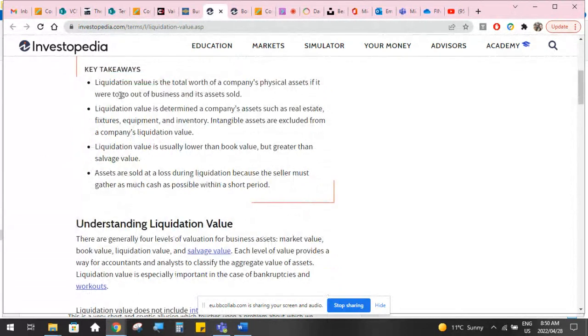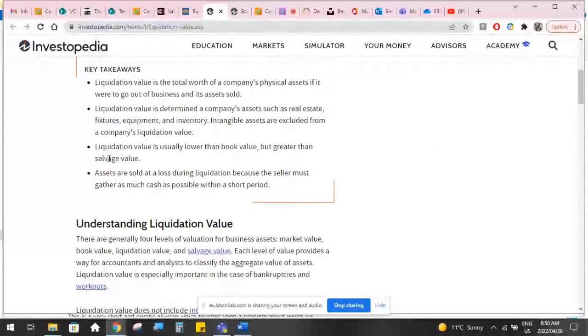So again, just in summary, the liquidation value is the total worth of a company's physical assets if it were to go out of business and the assets were sold. And the liquidation value is determined by a company's physical assets, such as land, buildings, fixtures, fittings, equipment, inventory, etc. We exclude intangible assets, and usually liquidation value is lower than book value. That's just the way things go. Usually when it comes to actually selling a company's assets, we can seldom realize the full book value of those assets. But it is greater than salvage value.